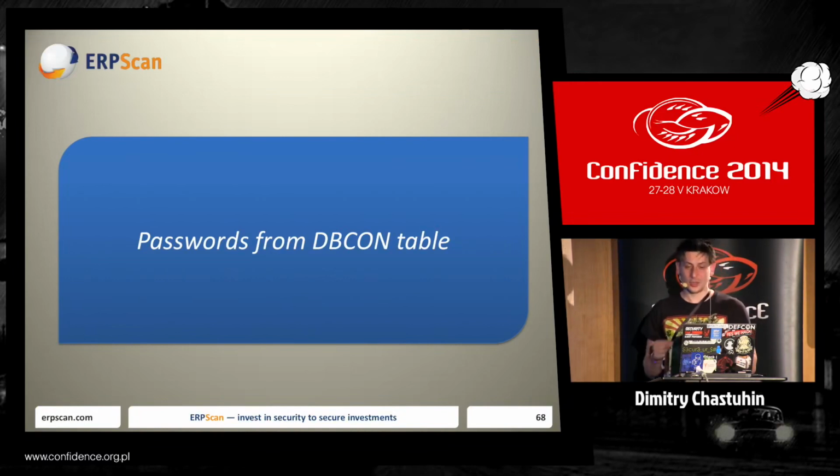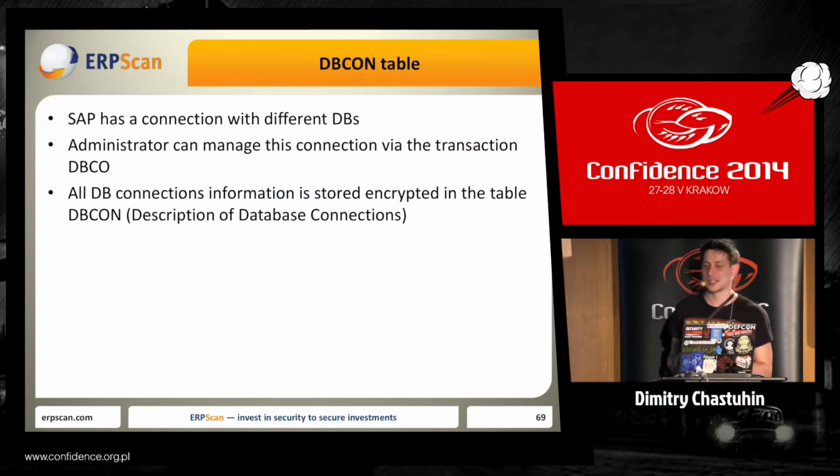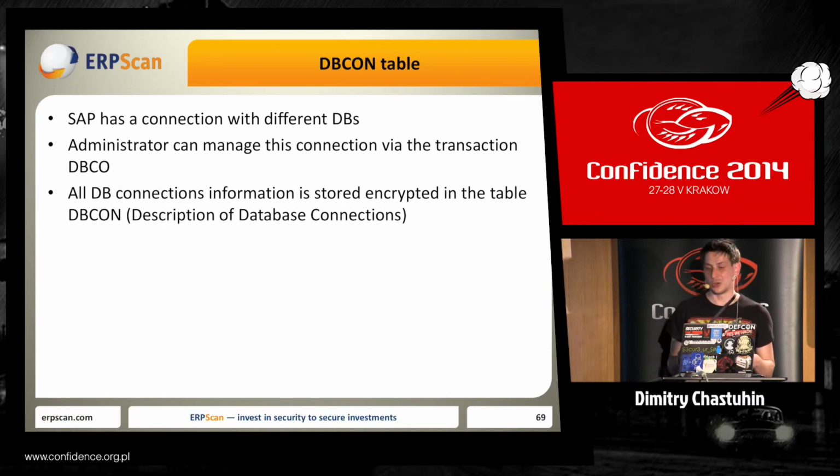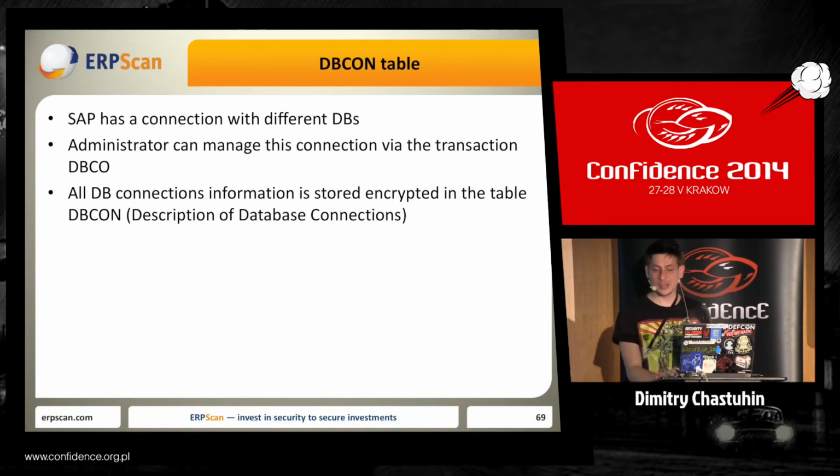Okay, let's go to another interesting table, the DBCON table. As you know, SAP has connections with different databases, and the administrator can manage these connections via the transaction DBCO, and we'll get information from the database, some kind of static information. All database connection information which is used in the DBCO transaction is stored encrypted in the table DBCON. Let's look at this table.